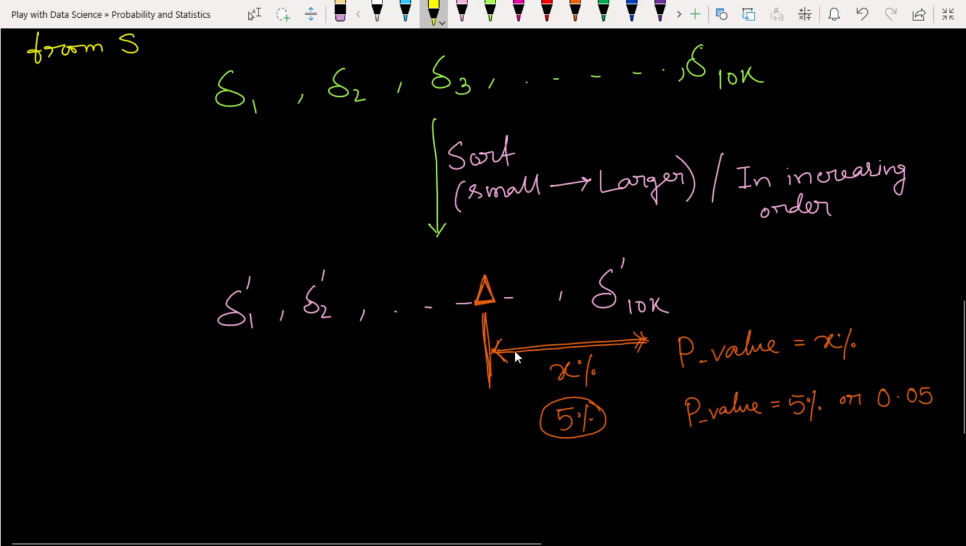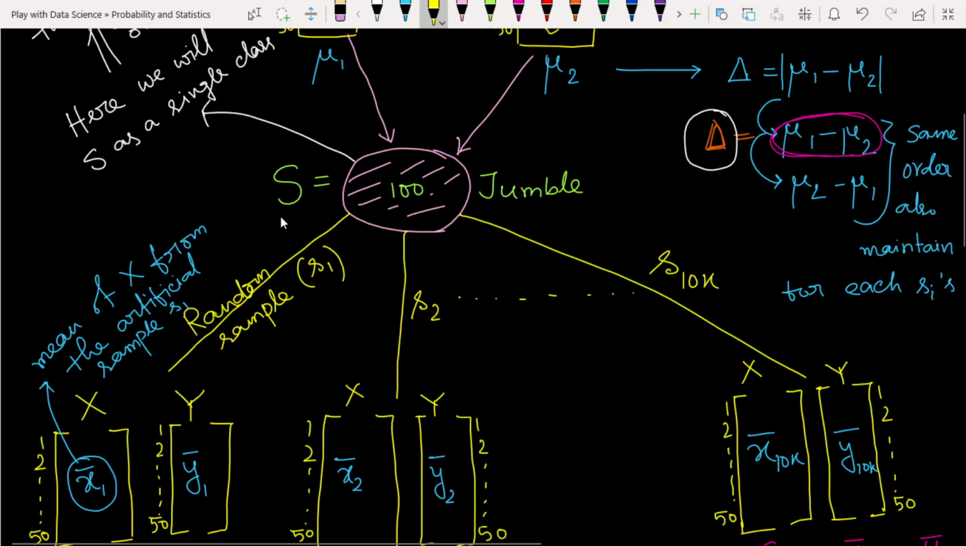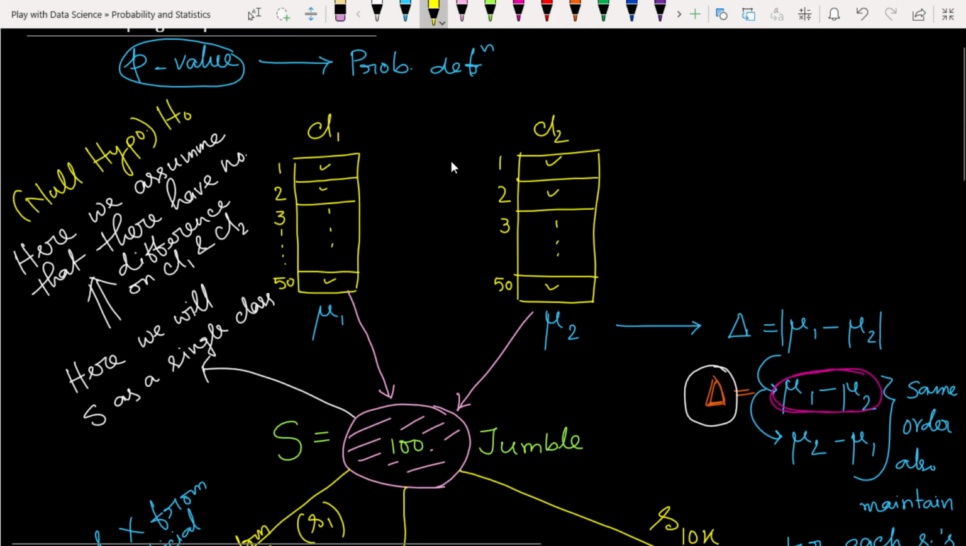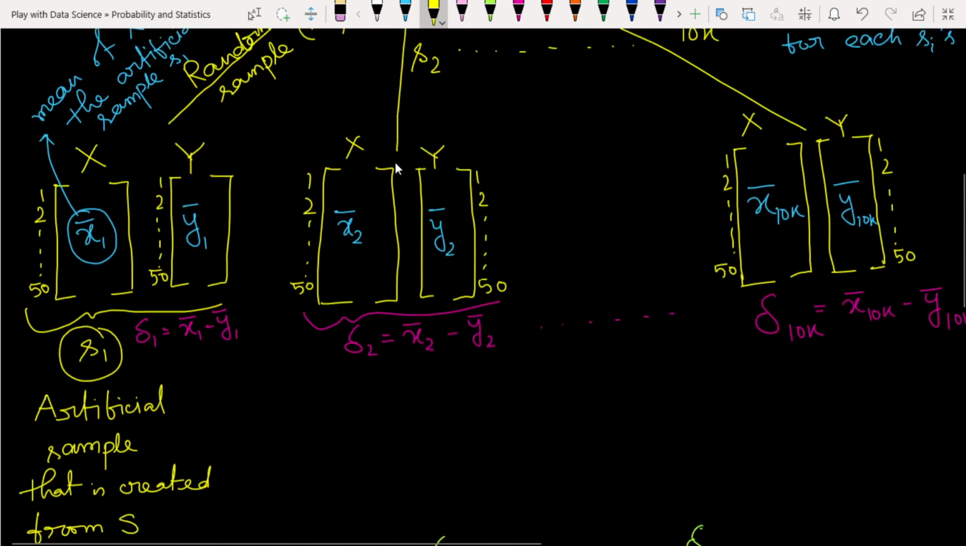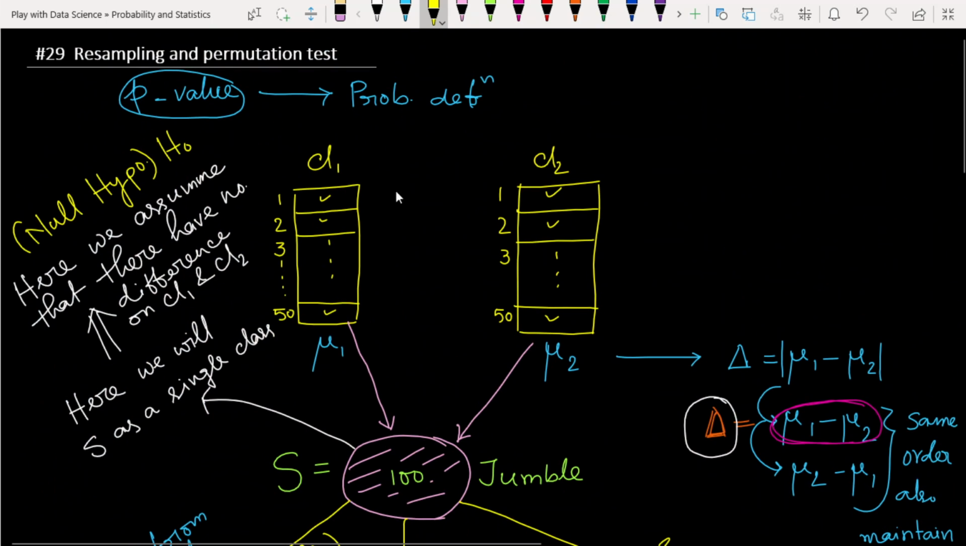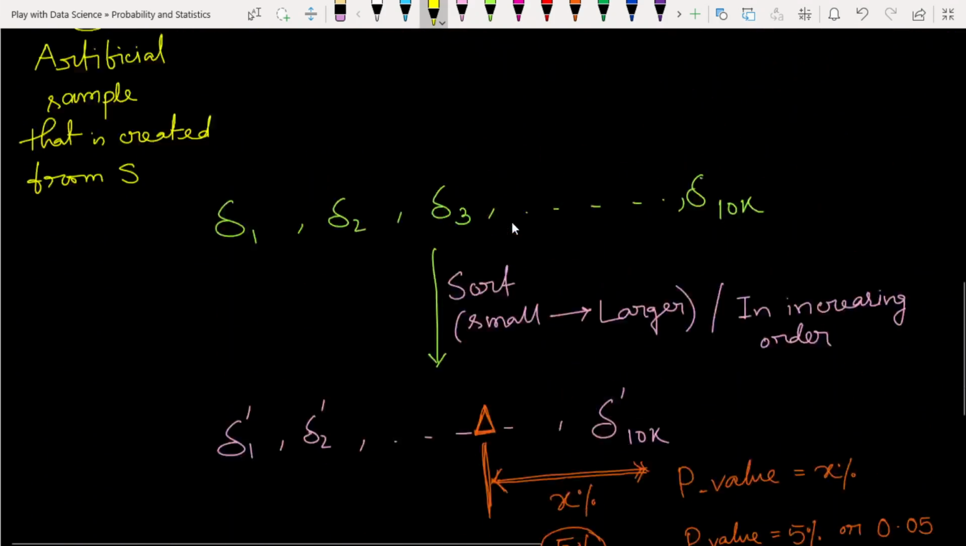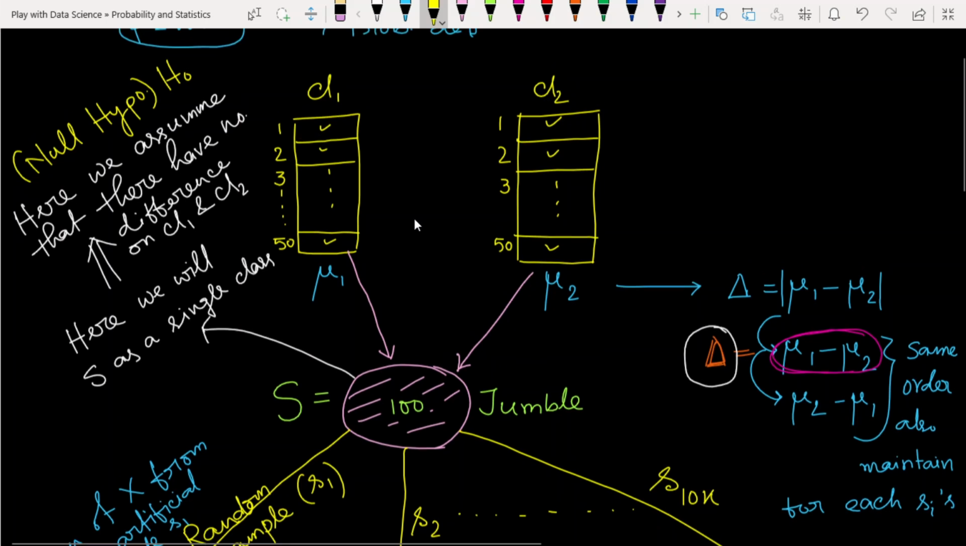That means there are no differences, and then we can conclude that there are no differences between class 1 and class 2. If this x value is less than 5%, then our hypothesis is wrong. Means there are some differences between class 1 and class 2. That's the internal thing, hidden here, that we have to understand.